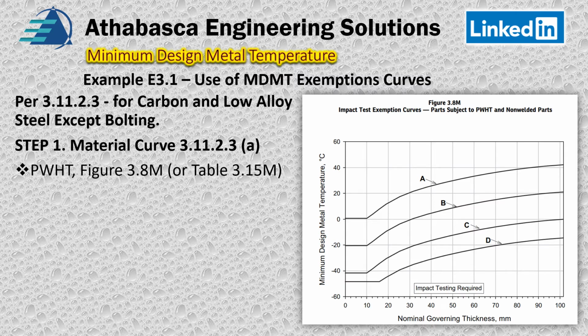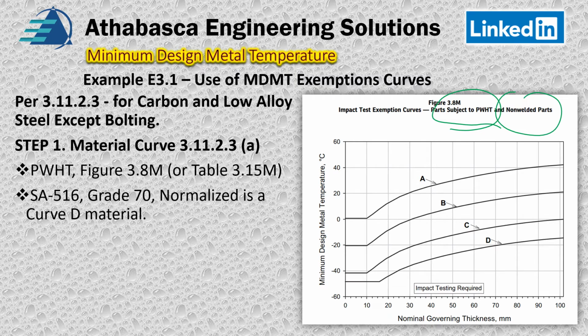So the parts are subject to post-weld heat treat, and these are non-welded parts. So this is where we'll start. If we fall under that category, because they have one curve for post-weld heat treat and one for not, and then they have one for welded parts and one for not. So there's a lot more tables with Division 2.